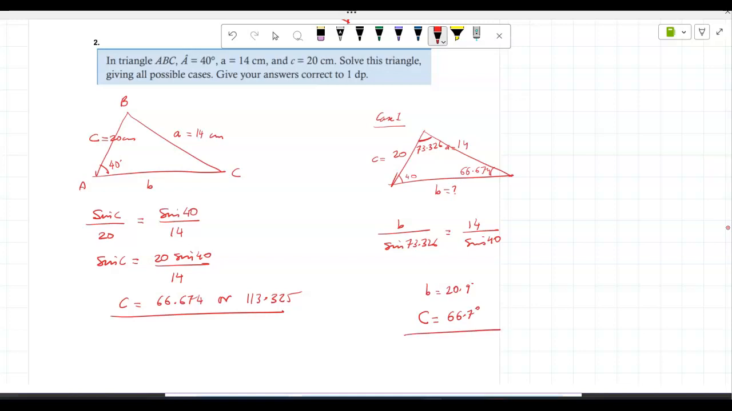Now case 2 when it's obtuse. So what's going to happen is, your angle is like this. They ask you to draw diagrams also sometimes. So this is A, this is 20, this is 14, correct? This is 40, and this is 113.325. So you'll do 180 minus 40 plus 113.325.